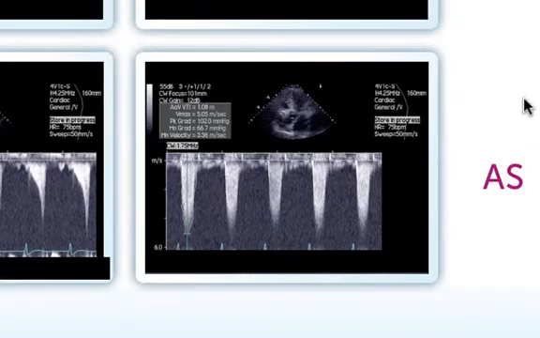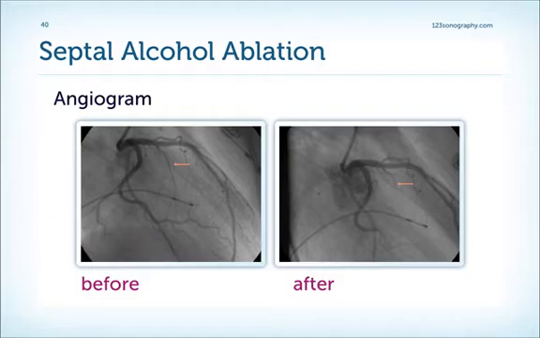Finally, a few words on septal alcohol ablation. This is a technique which helps to reduce the gradients in the LVOT by causing an infarct of the septum. What do we do? We inject alcohol into a septal branch and thereby occlude this branch, and this causes thinning of the septum, a reduction in the SAM phenomena, and a reduction in the LVOT gradients, at least in most patients.